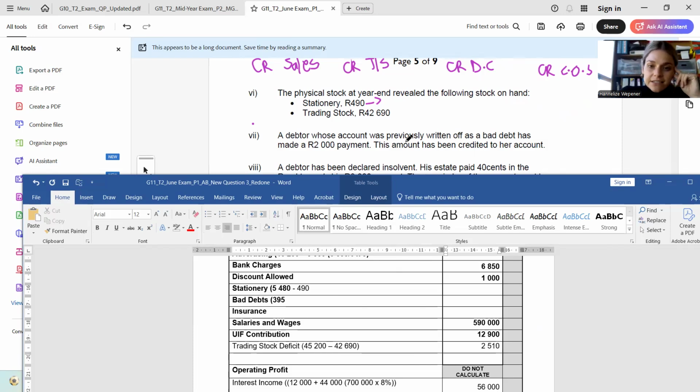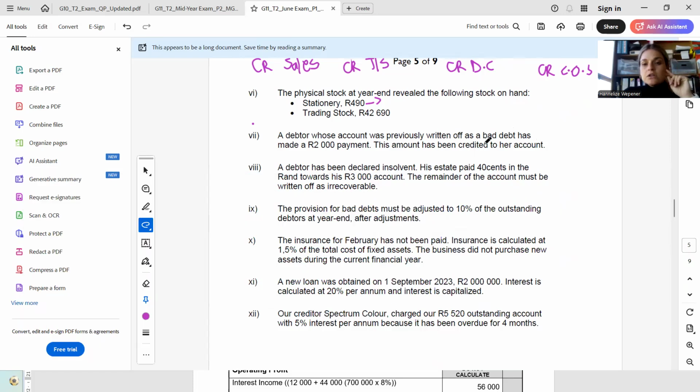A debtor whose account was previously written off as a bad debt has made a 2,000 Rand payment. This amount has been credited to her account. So remember, what you did previously is you said debit bad debts, credit debtors control.